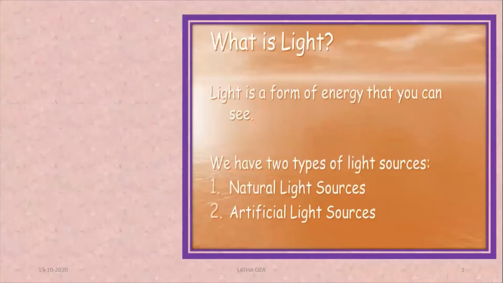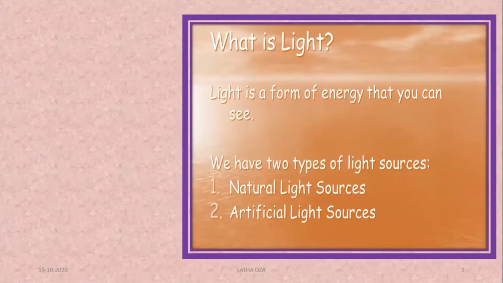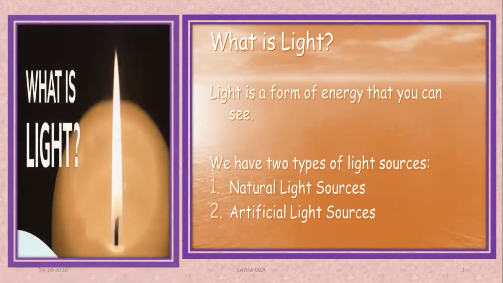So first thing we will study is about light. Light helps us to see things around us. So we see things around us only with the help of light. We have two types of light sources. An object that produces light is called the source of light. So there are two sources of light, natural source of light and artificial source of light.